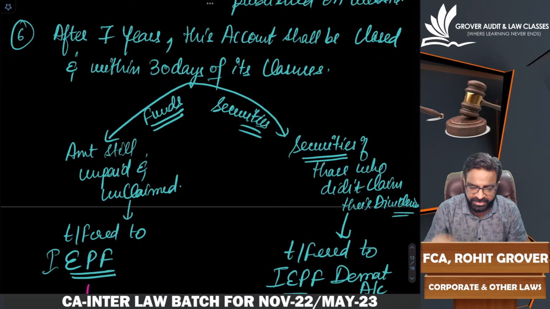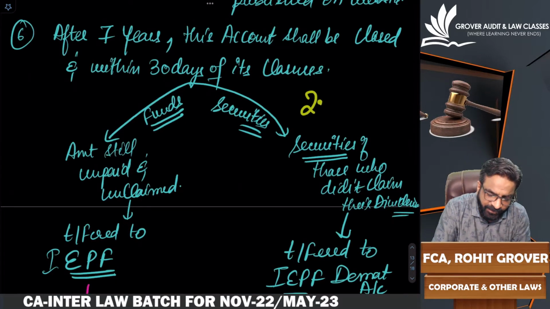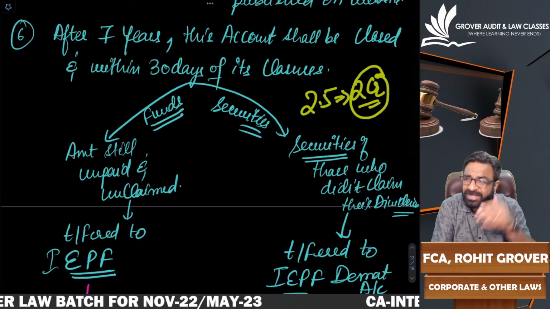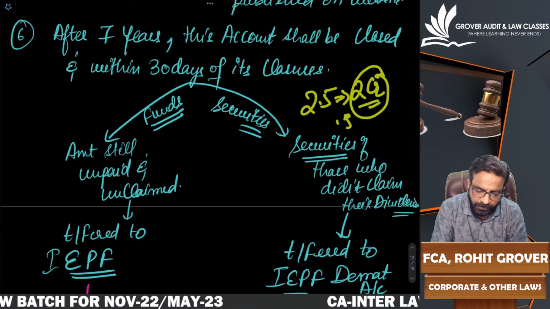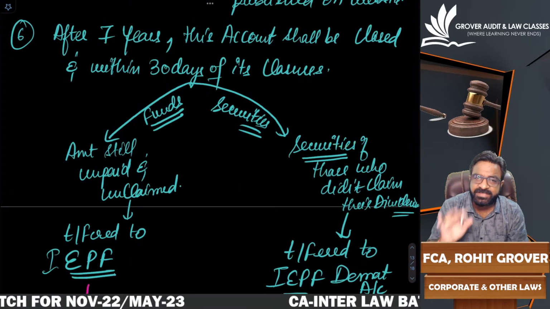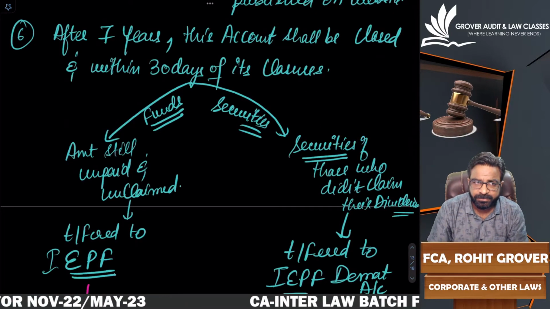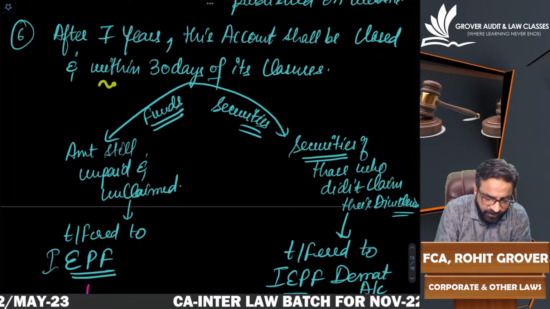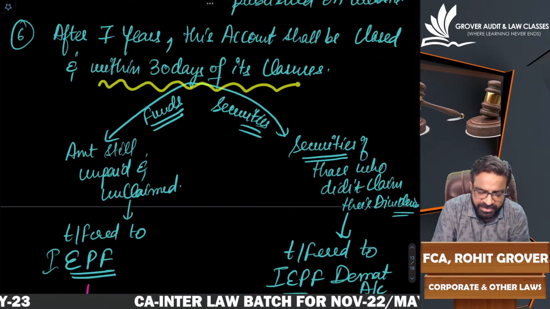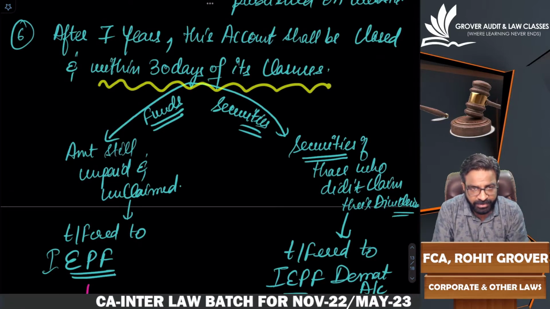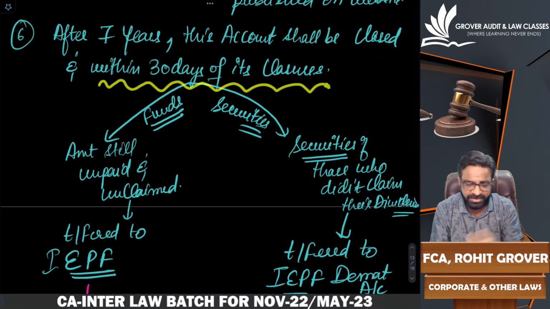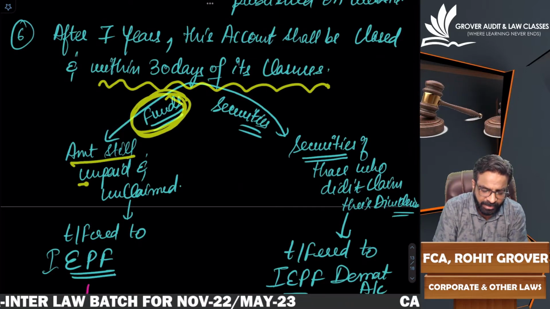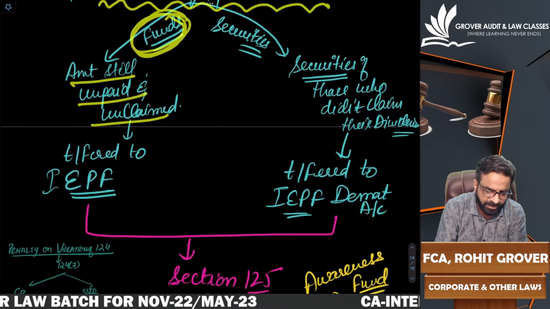Now the question arises: let's say 2.5 crores, say 2 crores money people have already claimed. How much is still pending? 0.5 crores. After 7 years, also 50 lakhs is pending. Am I correct? Yes, sir. Now, what are we going to do with this account? Within 30 days of its closure, it means in the next 30 working days, these 50 lakhs, which are the pending funds, amount unpaid and unclaimed, will be transferred to which fund?